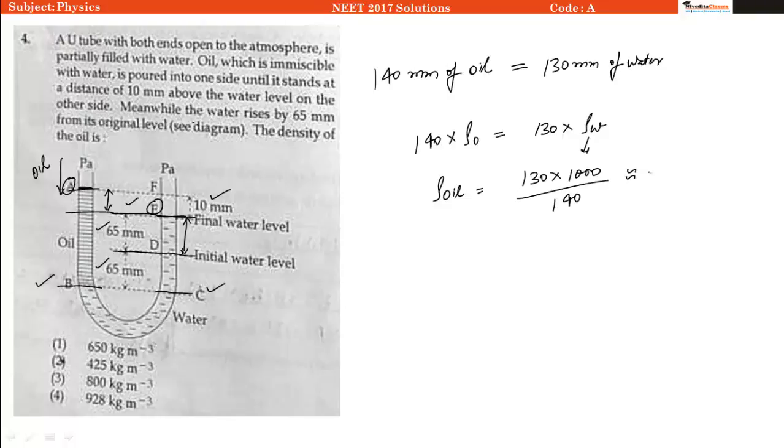If we do the calculations, the answer will be around 928 kg per meter cube, which is our option number 4.